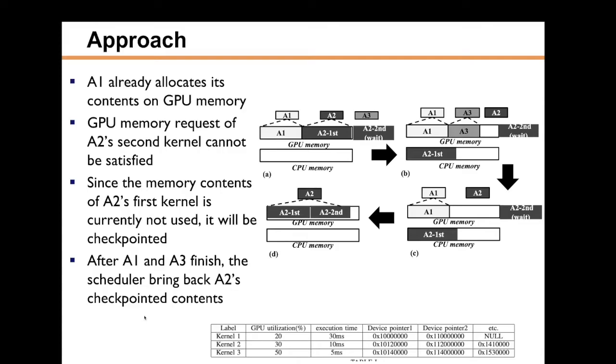And since the memory contents of A2's first kernel are currently not used, they will be checkpointed to the host memory. And after A1 and A3 finish, the scheduler will bring back A2's checkpoint contents and let A2 continue its execution.